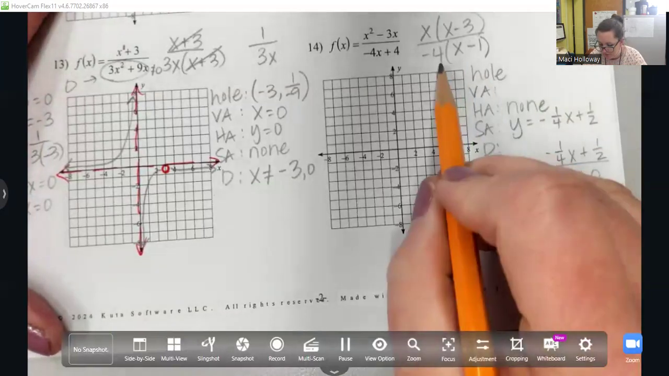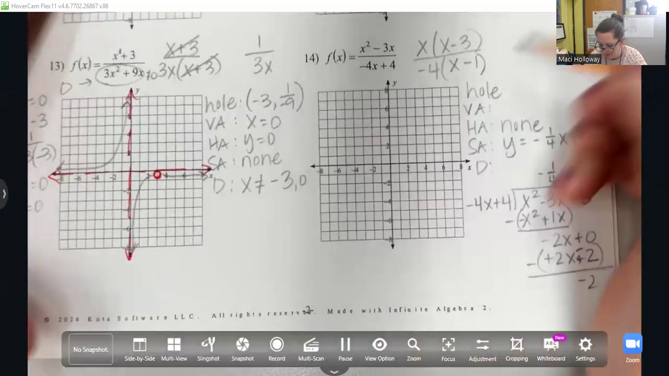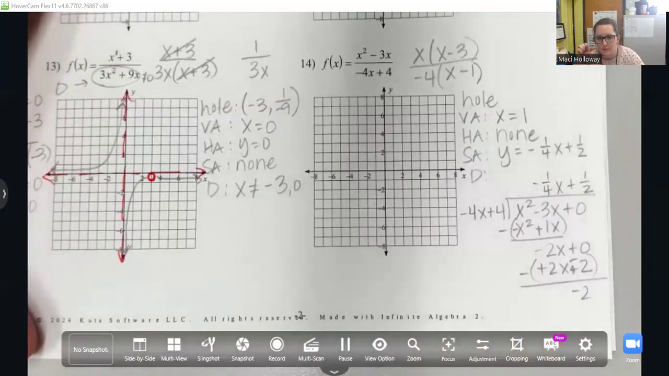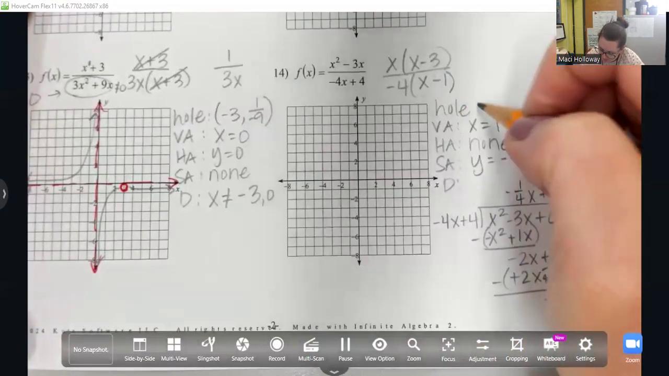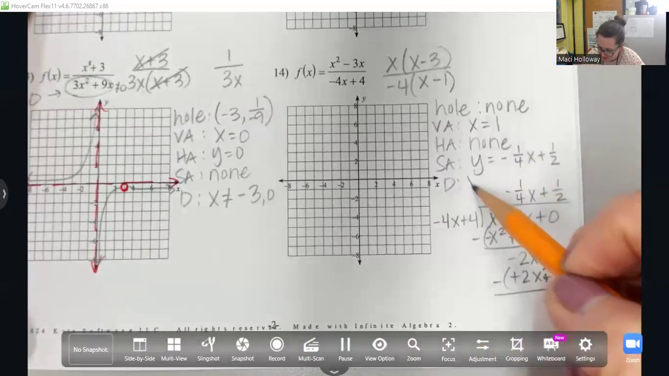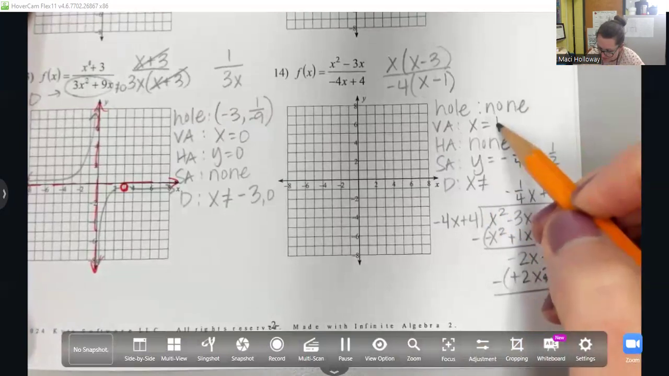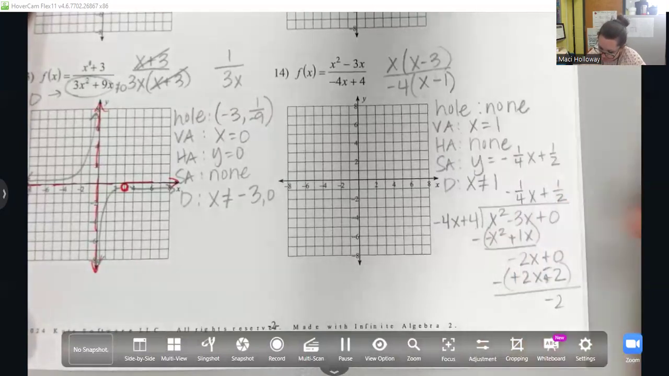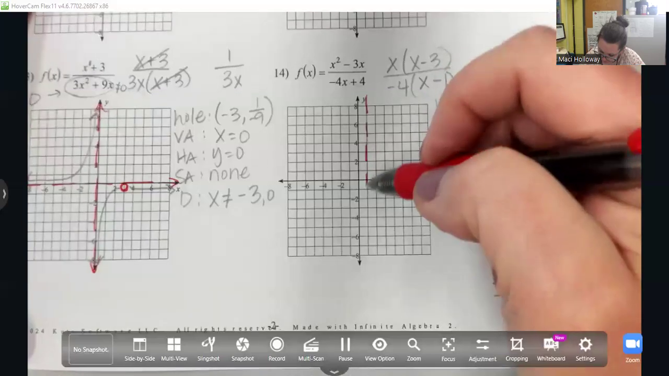Vertical asymptote is the entire thing here. So it's going to be x equals 1 because we couldn't cancel anything. Our hole, we have no holes because we couldn't cancel anything. So our domain is x cannot equal 1. And the hole, but there's no hole. So that one doesn't count. So we have a vertical asymptote at x equals 1.